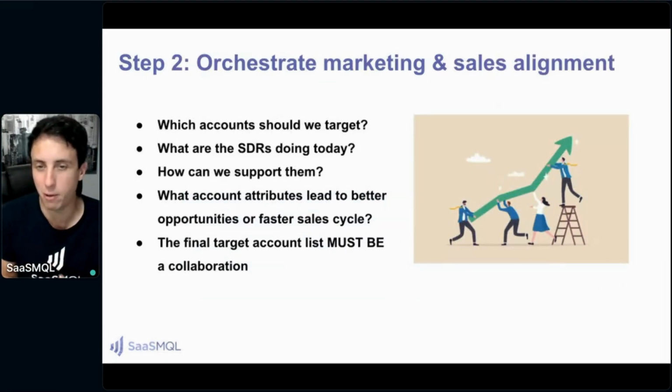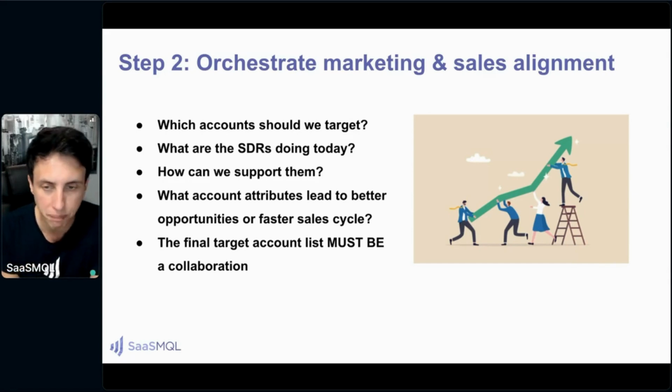Maybe you can start even earlier when you're looking at understanding your goal, because usually you're going to share the goal with sales in terms of revenue, pipeline, etc. But now you want to go even further with the conversation with sales and understanding which accounts we should target. What have the SDRs been doing today to try to open the door with those accounts? How can we support them with our campaigns? And if you can get any kind of information on what attributes can lead to a better opportunity or better customer, faster sales cycle, is very important.